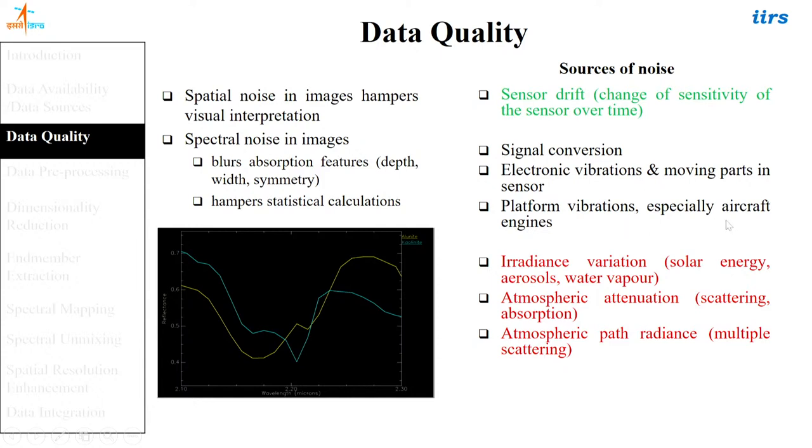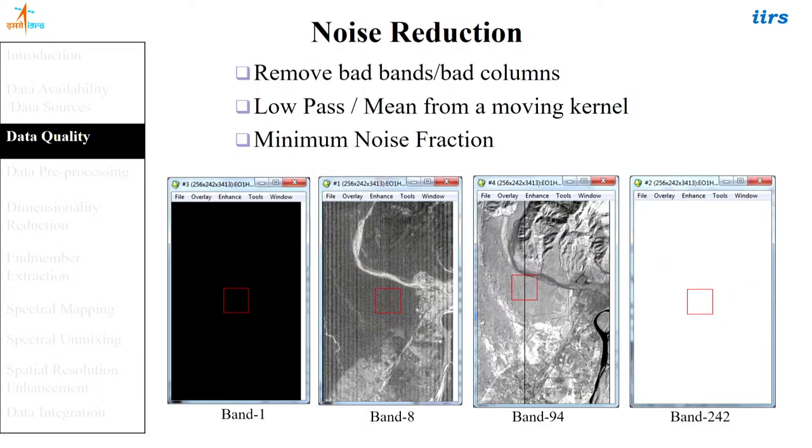Platform vibrations, especially aircraft engines, can also cause noise. And irradiance variation, from morning to noon, or morning to evening, or in different weather conditions, changes the solar energy, so that also causes variation. Atmospheric attenuation, because of scattering and absorption, can also cause these issues. Then atmospheric path radiance: because of the atmospheric path, incident energy is scattered and goes to the sensor directly, which also causes some error.